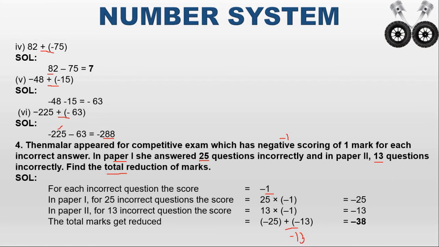So minus 25 minus 13, both have the same negative sign. That means you have to add. So 25 plus 13 is equal to 38. So what is the biggest number here? 25. The sign is a negative sign. So you have to get the answer as minus 38. So in total, how much mark is reduced for Steinmeier? Minus 38 marks is reduced.